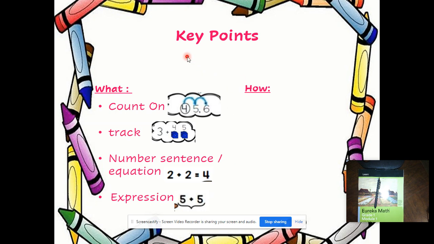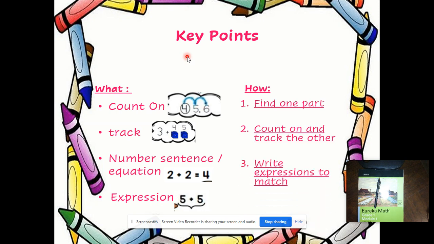How are we going to solve the problems? Well, number 1, we're going to find one part. Number 2, we're going to count on and track the other. Number 3, we're going to write expressions to match.